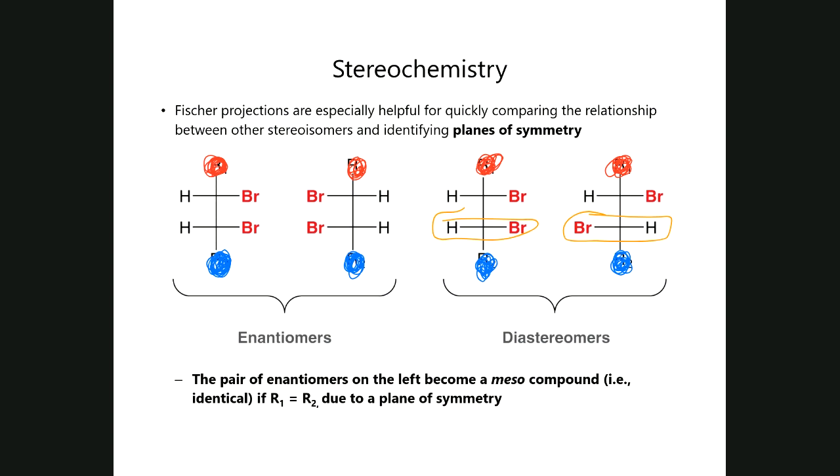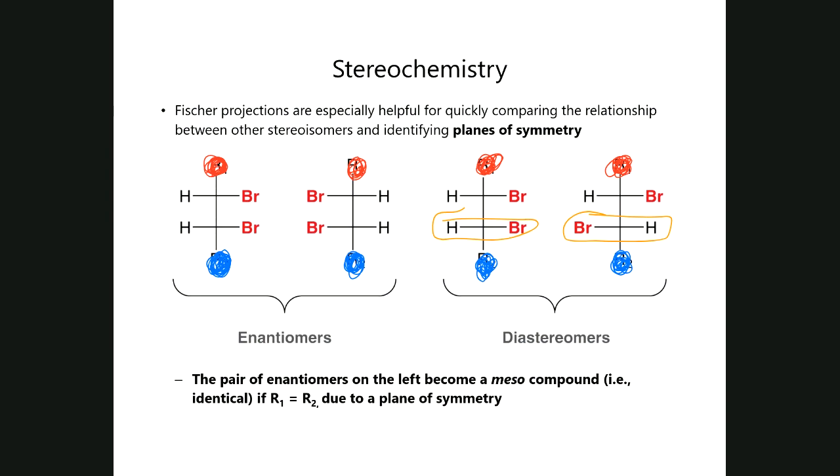And you can very quickly, very easily observe, by simply noticing the differences between the positions of the bromines and the hydrogens, that those two structures are not mirror images. They're not superimposable. They are stereoisomers because the connectivity is the same. They have to be diastereomers.